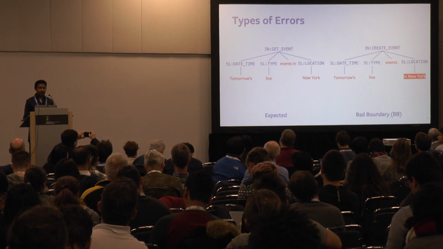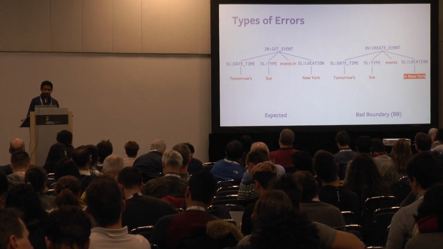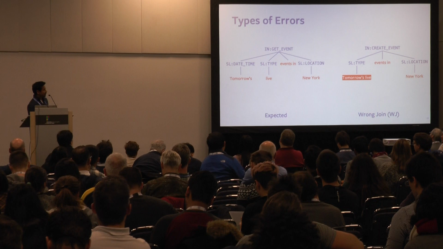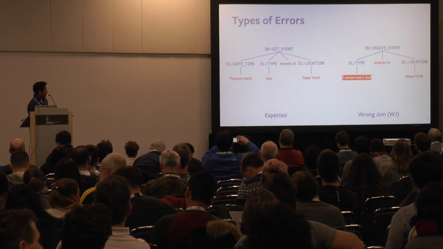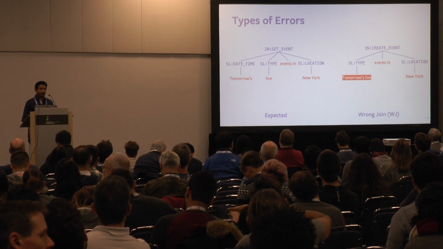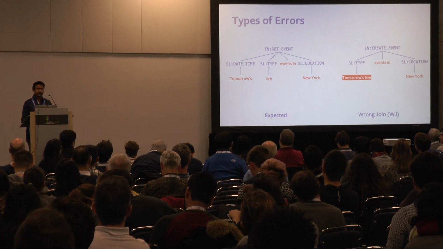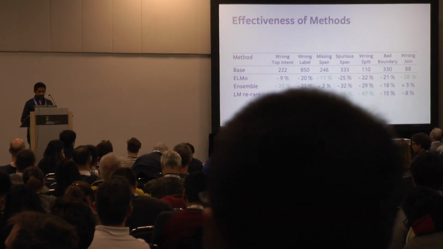And you could have a bad boundary, in which other stuff comes into a slot. And finally, you can have a wrong join, where things which should be two different slots are joined into one slot. So for example, tomorrow and live is joined to tomorrow's live. So then we looked at, okay, we have these 7 different kinds of errors. We have 3 different kinds of improvements to our model. How do they match up?